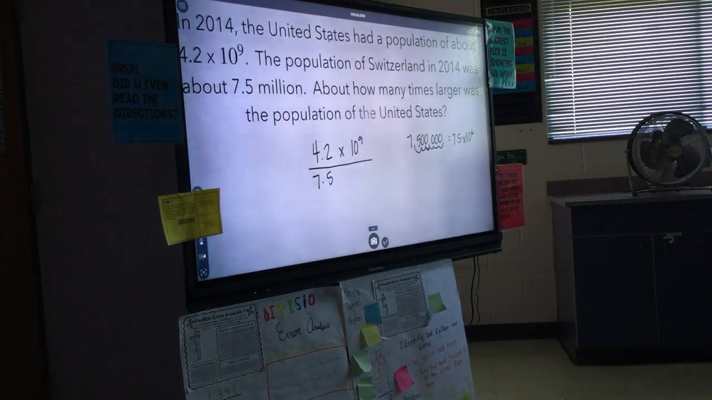So when you're dividing, 4.2 goes underneath the division house, 7.5 goes on the outside. You are going to get a decimal, and then you have to move your decimal with your scientific notation. Okay, does that help at all? So, divide those two.